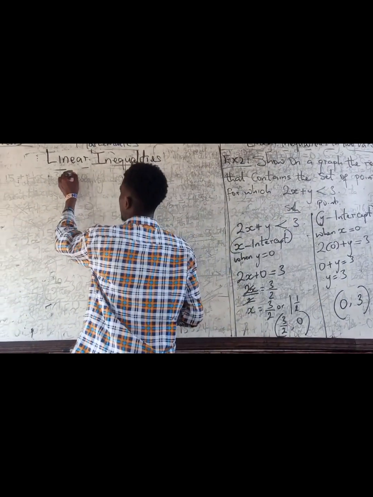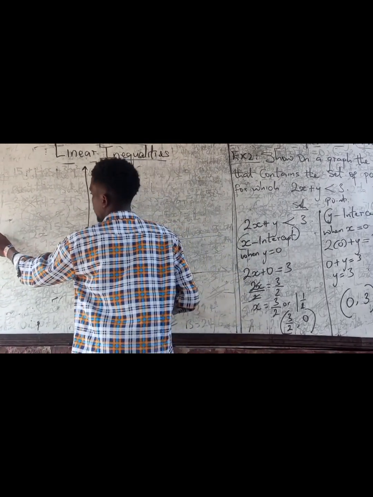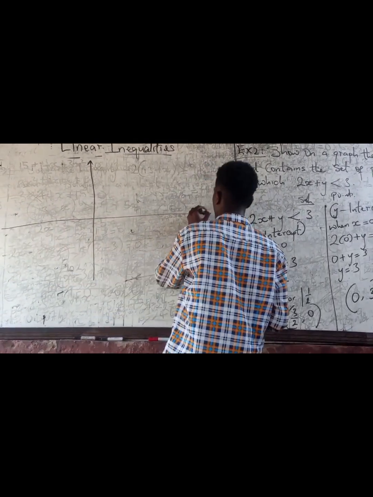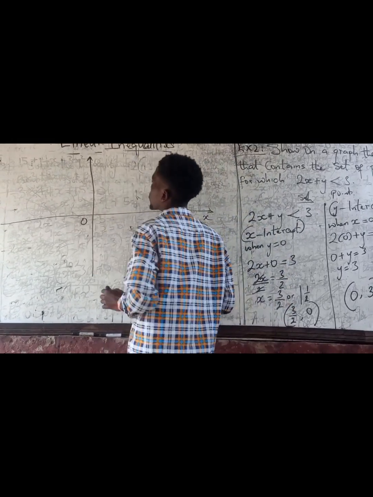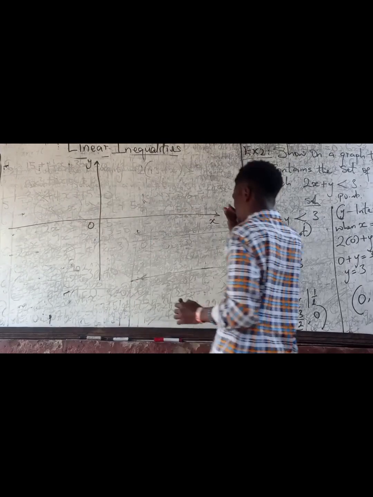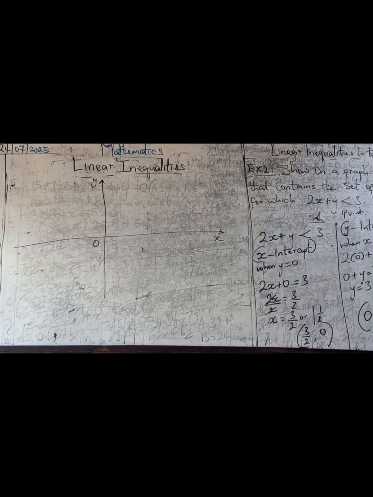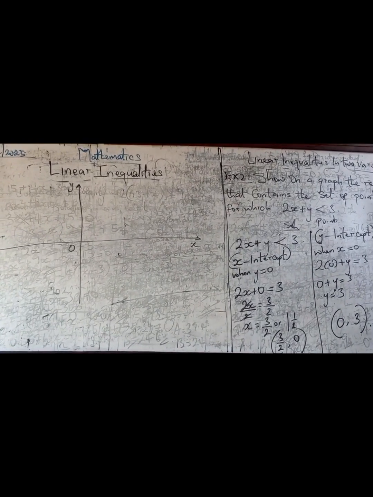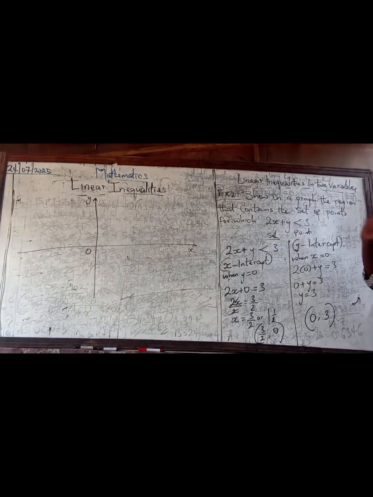So let's have our y-axis and our x-axis. So this is basically how a Cartesian plane looks, or a Cartesian graph, or a graph, right? Now, we have 2x plus y is less than 3. The goal here is to represent these on that graph. So let's do that quickly.